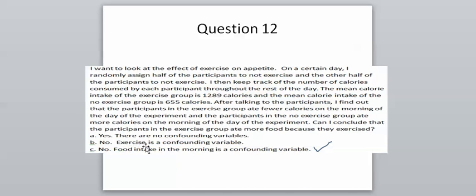Exercise isn't a confounding variable because exercise is what we're manipulating. Exercise is actually the independent variable. Food intake in the morning is another difference between the two groups of people other than our manipulation of exercise. And whenever the two groups are different from each other in any way other than your manipulation, you have a confounding variable.